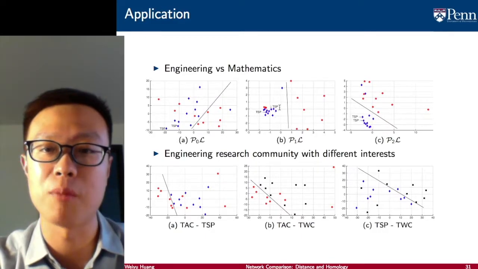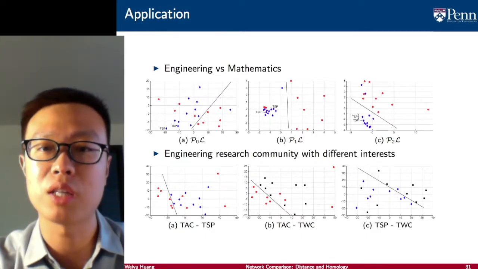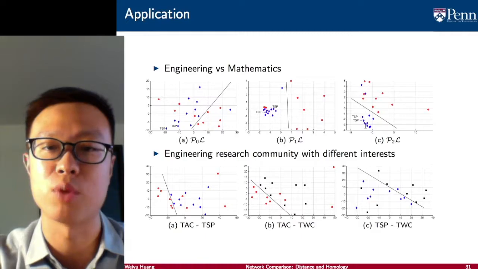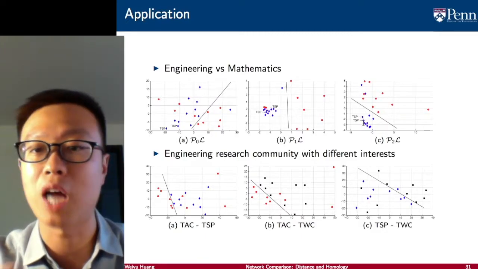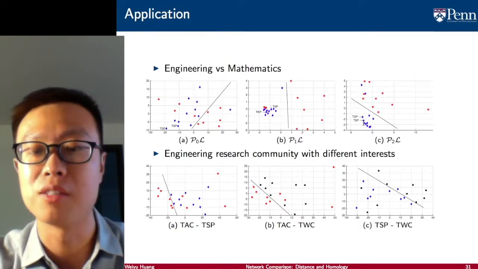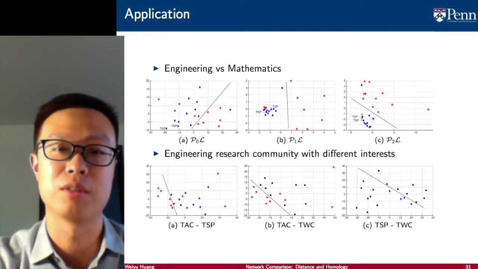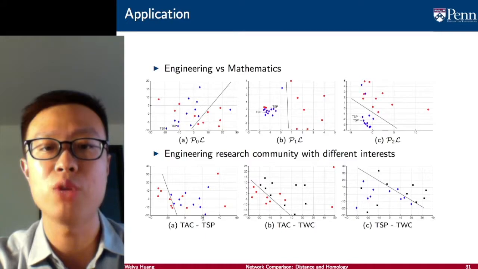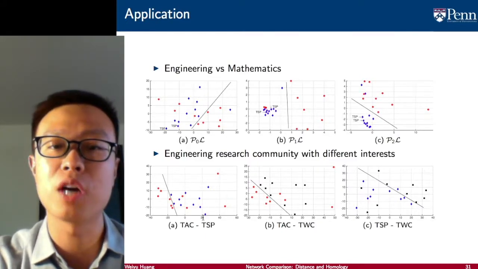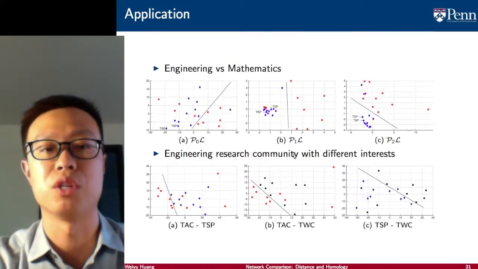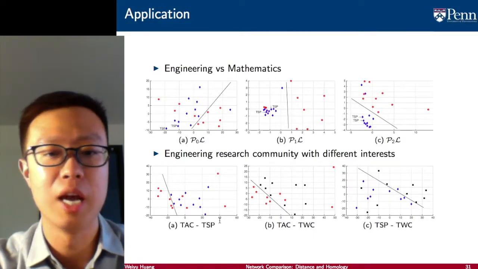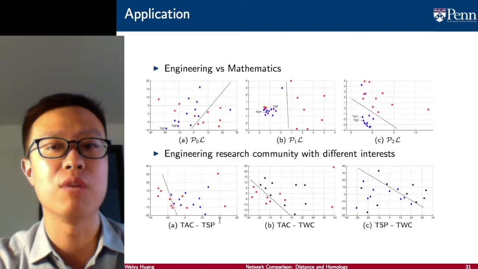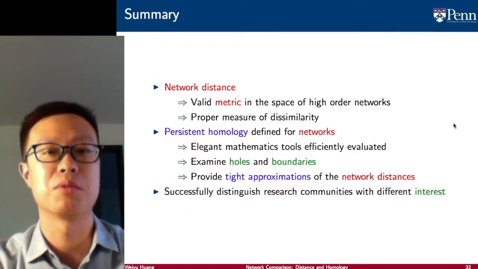Especially, we have some networks that are constructed from the same journal, for example, Transactions on Signal Processing, but for different time domains. They are highly similar in these lower bounds. We also try a more challenging task, which is to distinguish engineering communities with different research interests: automatic control, signal processing, wireless communication. And we found these tools give us moderate success in distinguishing such problems.